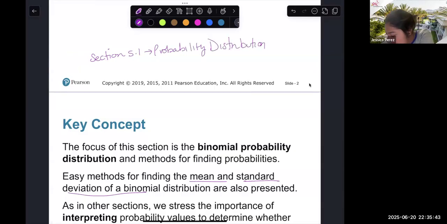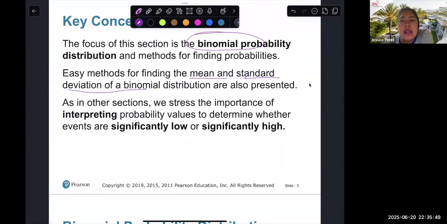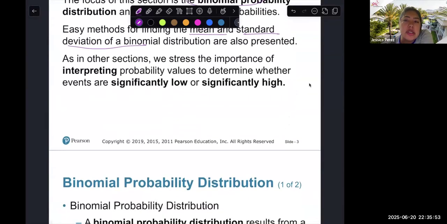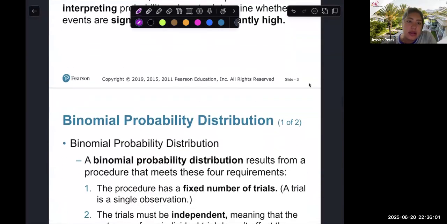Here in section 5.2, we're going to look in depth at binomial probability. That means two different cases. As in other sections, we stress the importance of interpreting probability values to determine whether events are significantly low or significantly high. That's what we've been doing lately.